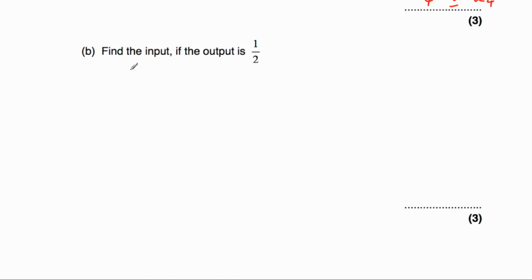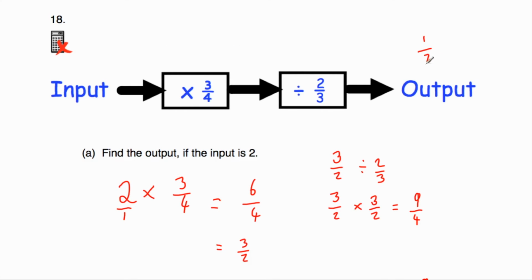Part B says find the input if the output is a half. So let's go back up, and we're told that the output is equal to a half. So we need to go backwards and find the input. Remember, whenever we go backwards on a function machine, we do the inverse operations.